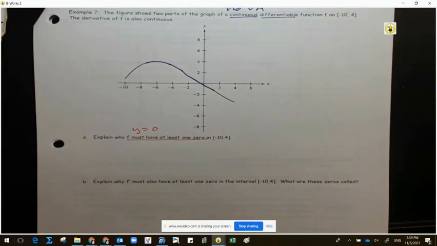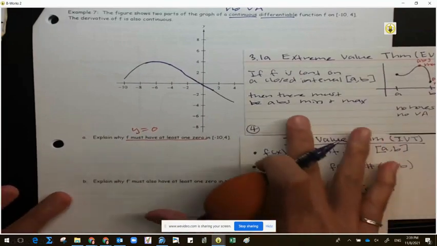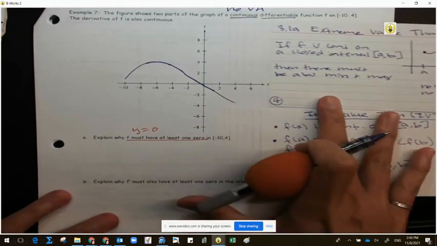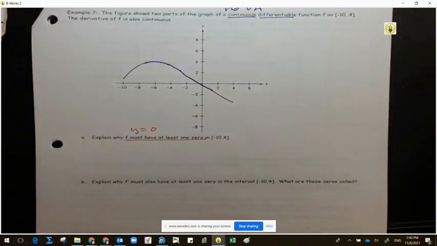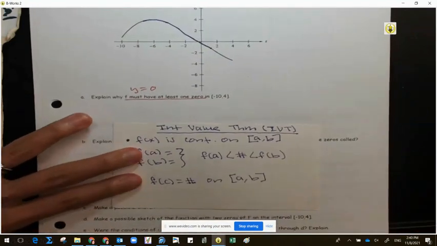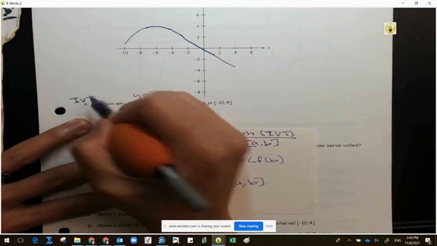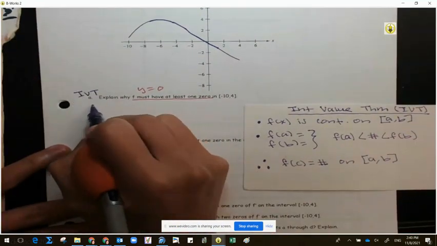And which one tells me that there must be something where y equals 0? Extreme or intermediate value theorem? IVT it is, because if I give you the high end and the low end, there must be some number in between. So let's go ahead and mimic this. The first thing we're going to mention on this one, well, let's write IVT as our side note. So let's write out our conditions.